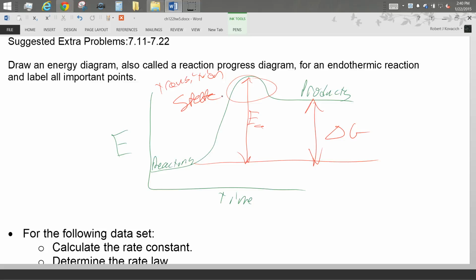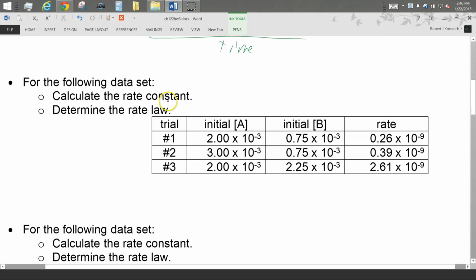This is the things that I have at the left side of the arrow and the things that I have at the right side of the arrow. They're transitioning from one species to another. Okay. We want rate constant and rate law for this one.